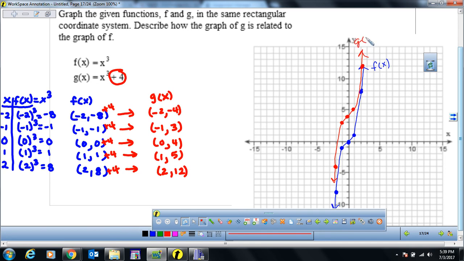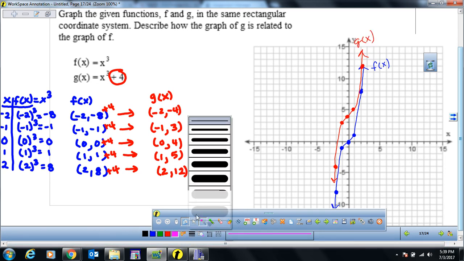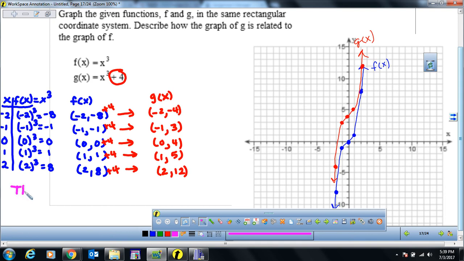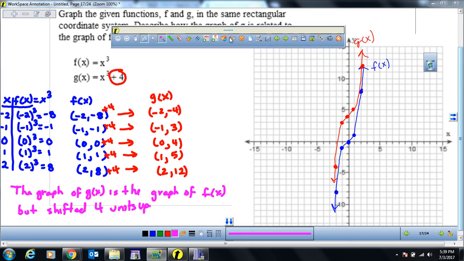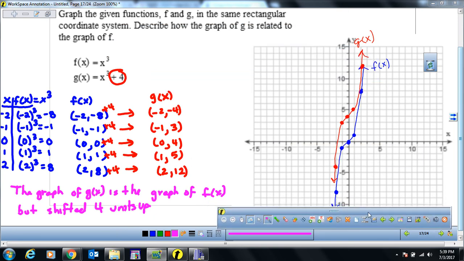So that's what we're going to explain right here when we describe the relationship between the two graphs. We're going to say that the graph of g of x is the graph of f of x, but shifted 4 units up. And this is the description. Okay, we have three more graphs that we're going to do.